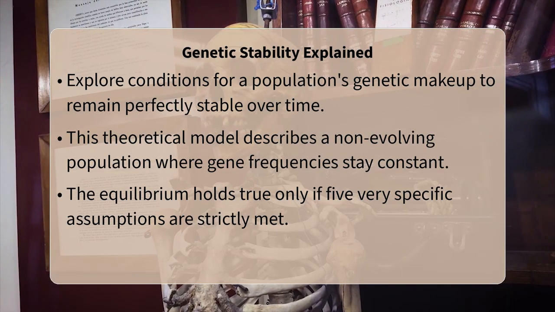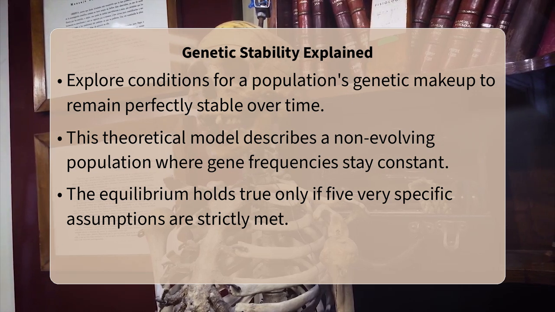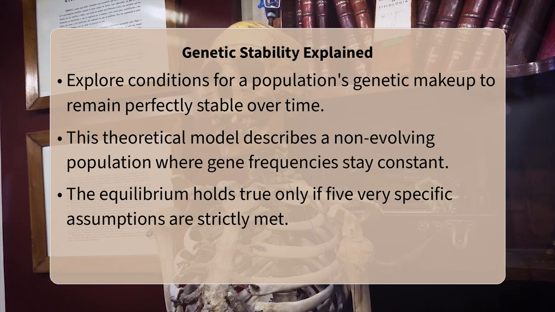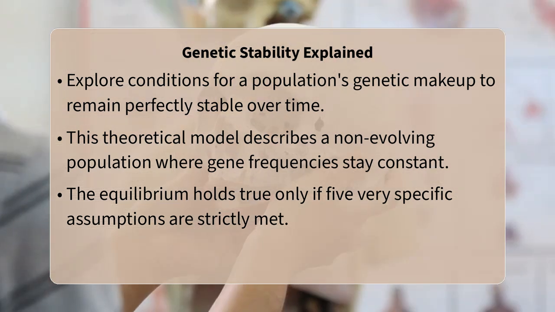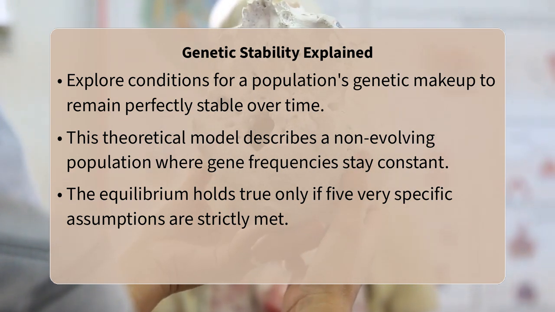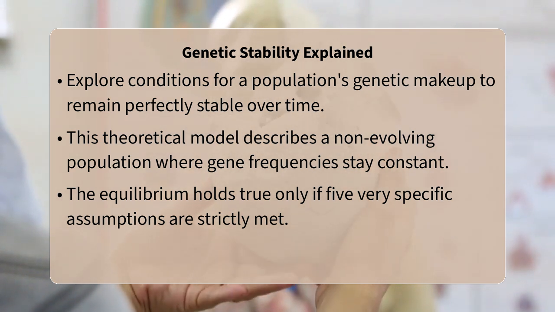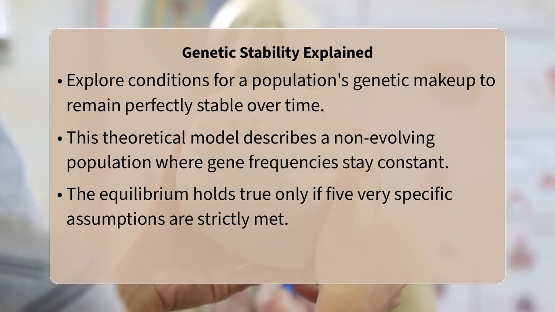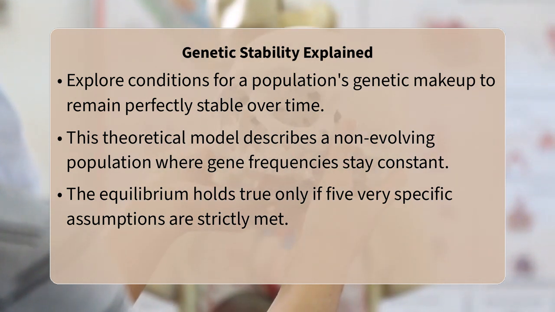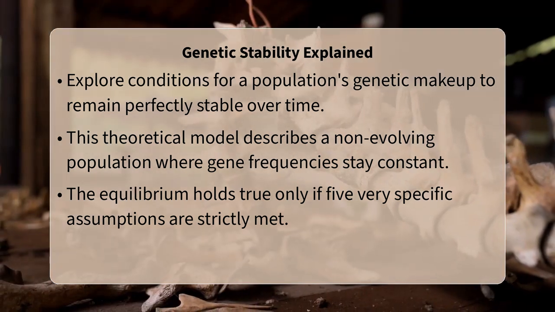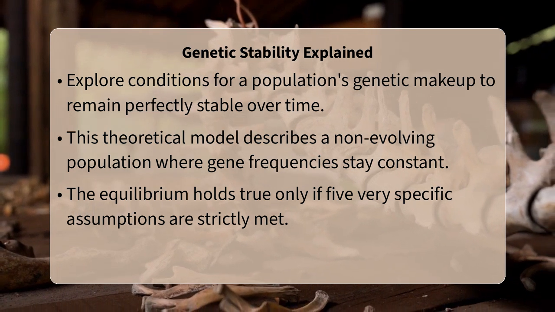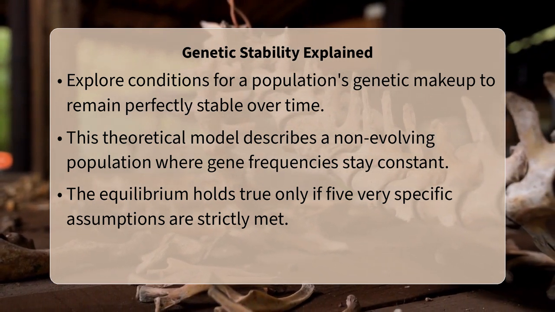Have you ever considered what it would take for a population's genetic makeup to remain perfectly stable across countless generations, with no change whatsoever? This theoretical state of genetic constancy is elegantly described by the Hardy-Weinberg Equilibrium. It states that allele and genotype frequencies in a population will stay the same from generation to generation, but only if 5 critical conditions, or assumptions, are strictly met.